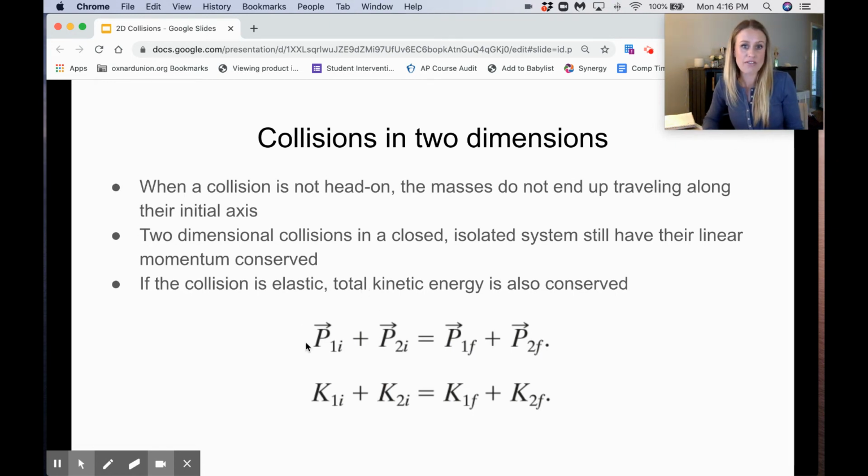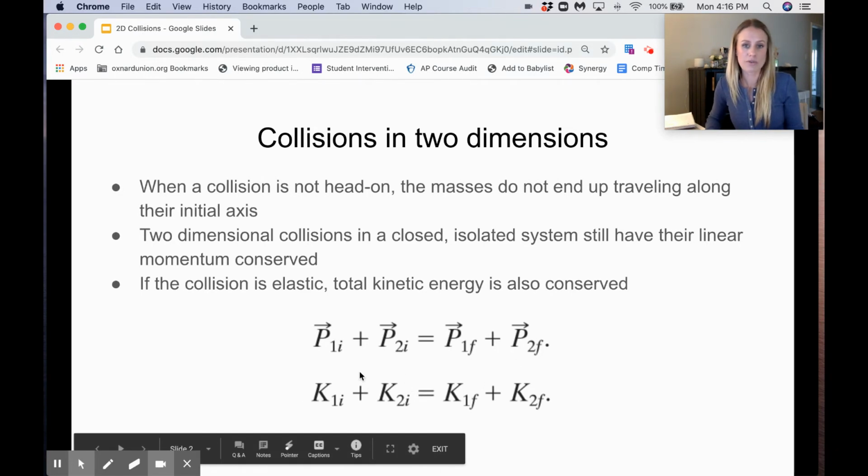So we have the initial momentum of the system, initial momentum of object 1 plus initial momentum of object 2, will equal the final momentum of the system, final momentum of object 1 plus final momentum of object 2. Of course, this bottom one is only for elastic collisions. That is when we have conservation of kinetic energy as well.